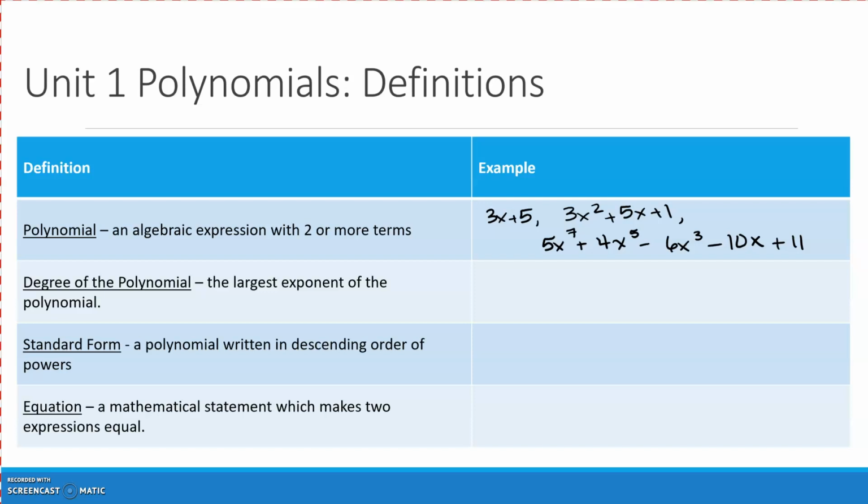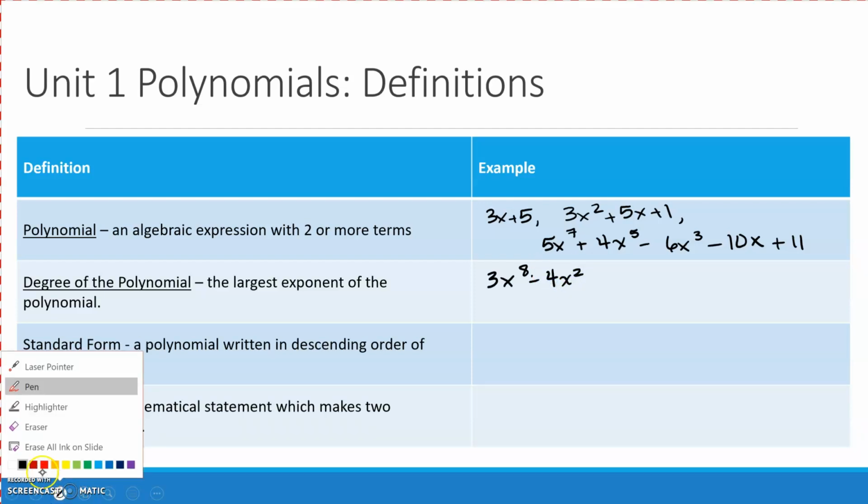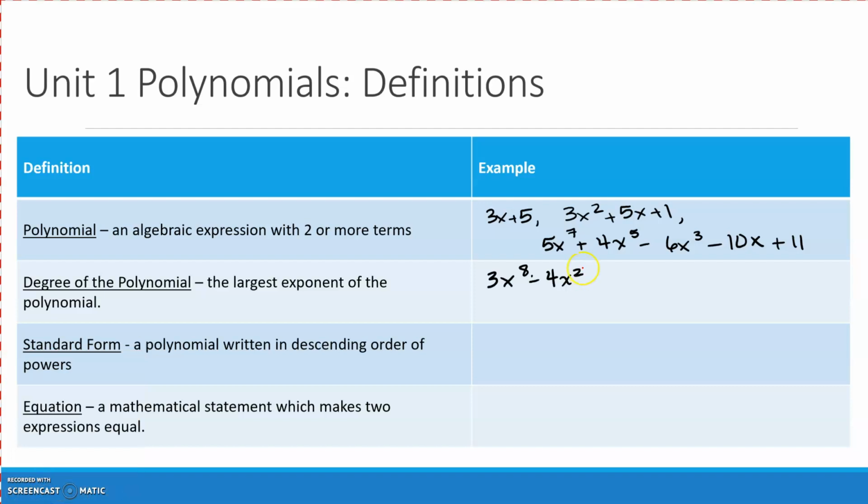Now the degree of the polynomial is the largest exponent. This is different than degree of monomial. Degree of monomial you add. Degree of polynomial, you just find the largest exponent. So if I have 3x to the 8th minus 4x squared, to find the degree, I go through and I find the largest exponent. Here's a 2, here's an 8. The largest exponent is 8, so that means the degree of the polynomial is 8.